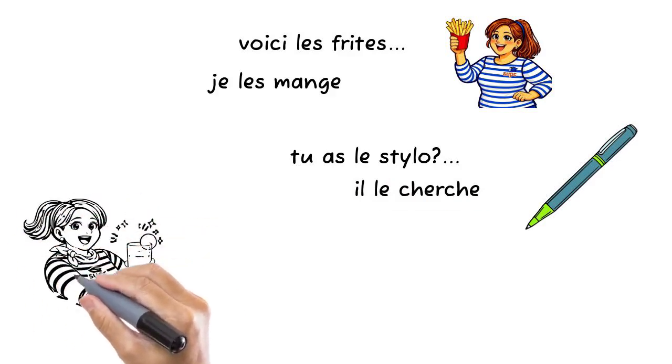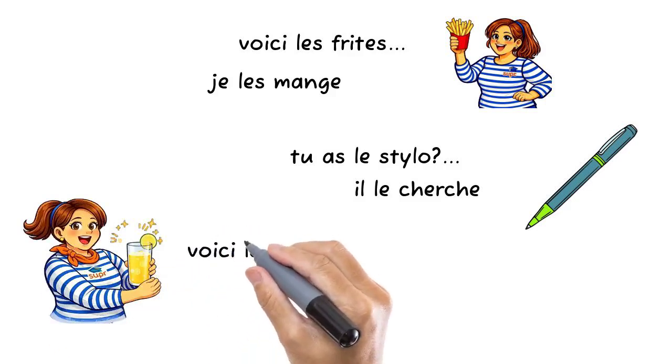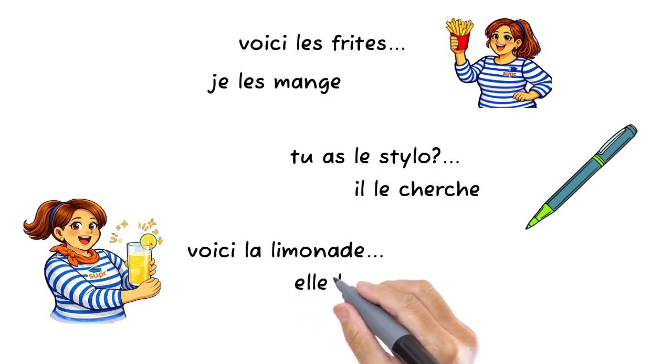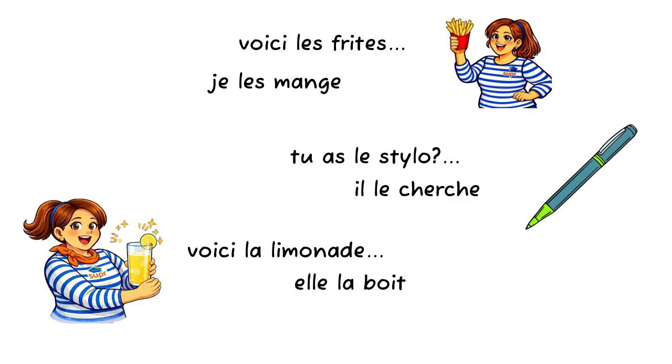And finally, we're going to say voici la limonade, here is the lemonade. And again, we don't want to repeat la limonade, we want to use the direct object pronoun it. Elle la boit, she is drinking it. Because it's feminine, it's la.